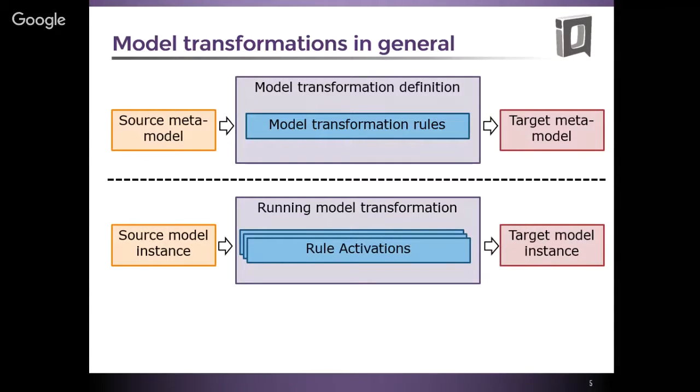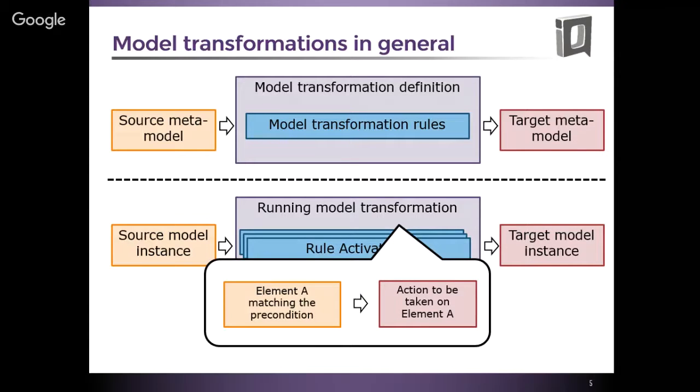So basically, model transformation definitions contain a number of model transformation rules. However, at runtime, when an instance of a model transformation is running, the model transformation rules are represented as a set of rule activations. So basically, if a model transformation rule precondition matches, say, 4 elements, 4 rule activations are created in the process and are executed eventually. So exactly, a rule activation contains, for example, if element A matches the precondition, the explicit action that needs to be taken for element A.